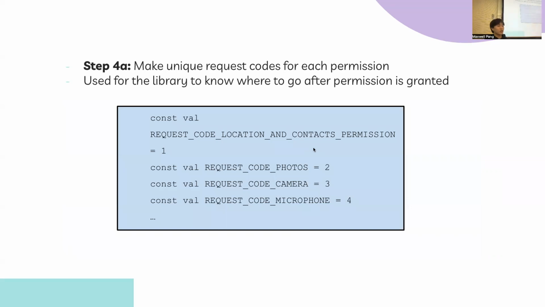And then we want to make unique request codes for each permission. This is used for the EasyPermissions library so that we can keep track of which permissions have been granted and which ones have yet to be granted. Does this make sense? Okay.